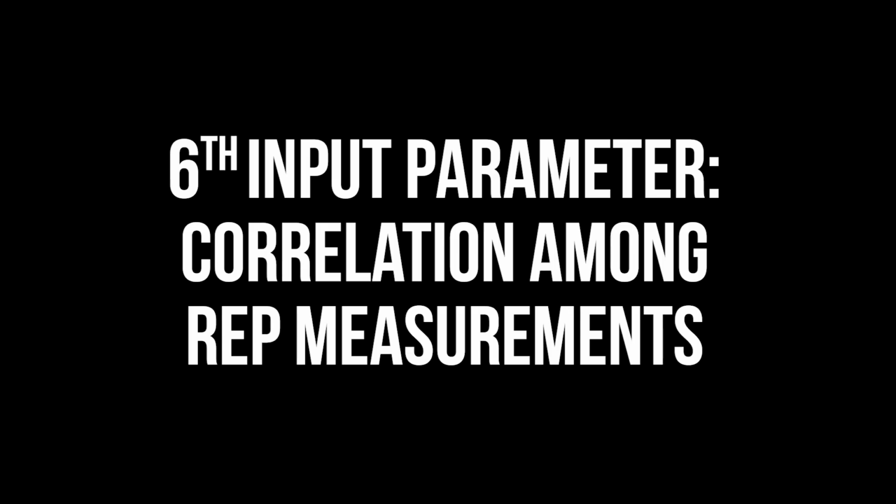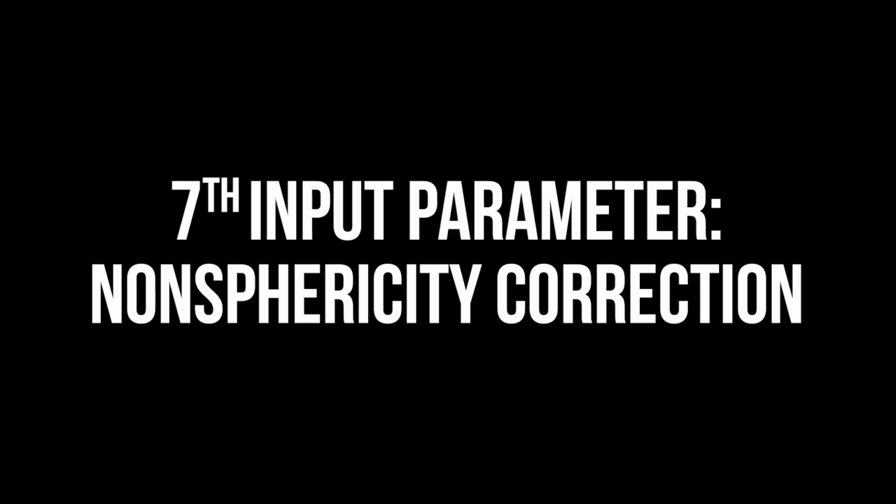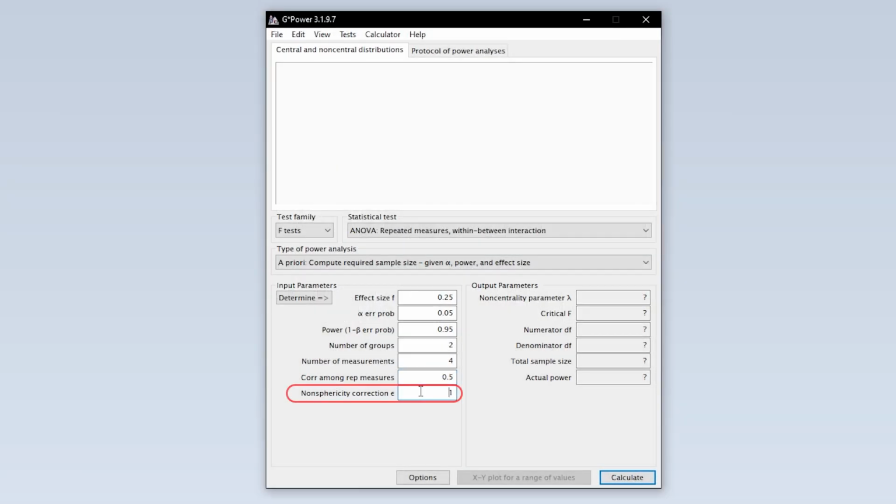The correlation among repeated measurements can be left at 0.5 and only changed if you have specific numbers from previous or preliminary studies. The nonsphericity correction should only be changed if the variance of the differences between within subjects groups are unequal. It will be difficult to determine this in advance and therefore leave it at the default value of 1.